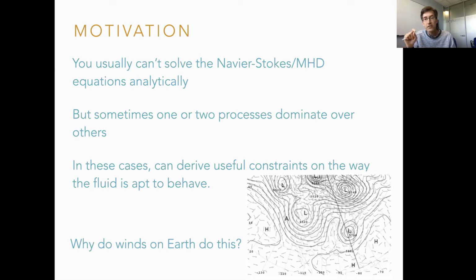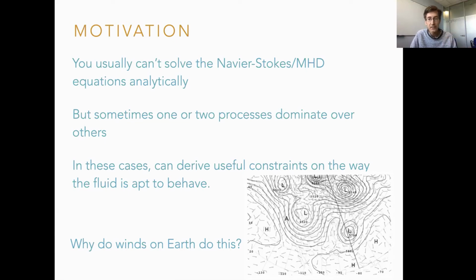As a kind of specific motivating problem, I want us to think a little bit about a map of pressure contours. This figure here is just winds on Earth, the little wind vane symbols, and the lines are lines of constant pressure. So you see these high pressure and low pressure regions.